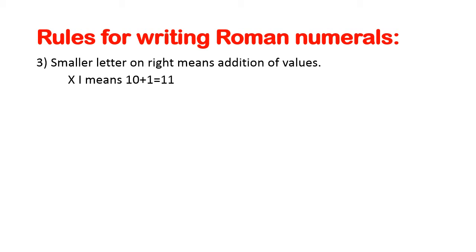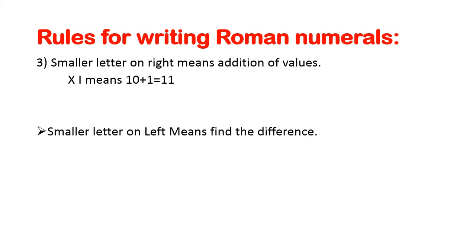Look at here, XI. The value of X is 10, the value of I is 1. So the smaller letter is on the right side. Here what is the smaller letter? I, because the value of I is less than the value of X. So you have to add: 10 plus 1 is equal to 11. A smaller letter on the left means you have to find the difference, you have to subtract. So a smaller letter on the right means addition, and a smaller letter on the left means subtraction.